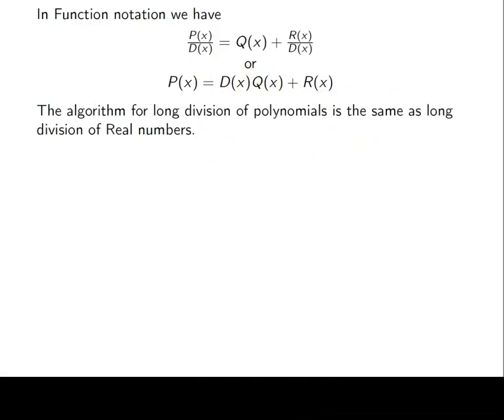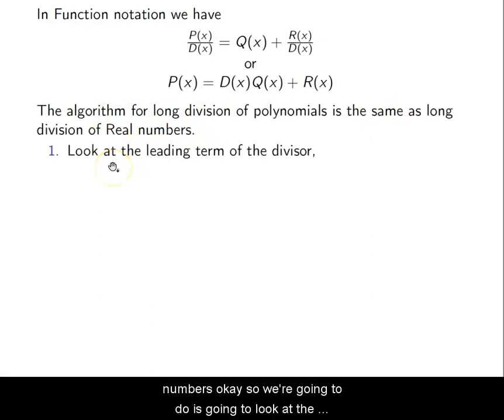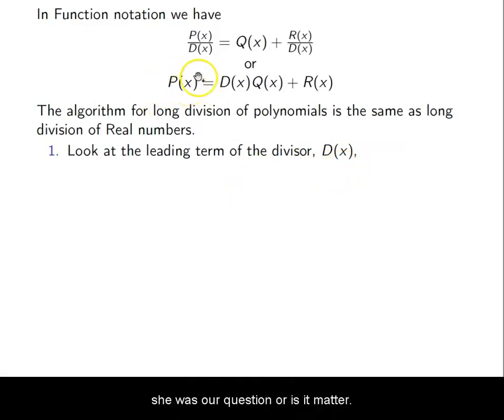So the algorithm for long division of polynomials is pretty much exactly the same as it is for long division of real numbers. Okay, so what we're going to do is look at the leading term of the divisor. That's what we're really focusing on, right? Remember, the divisor here is d of x. Okay, p of x is our dividend, q is our quotient, r is the remainder, right?